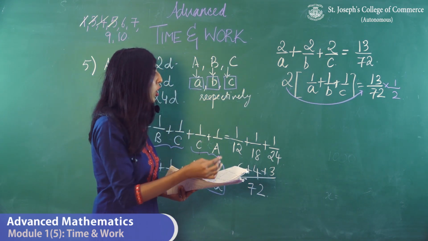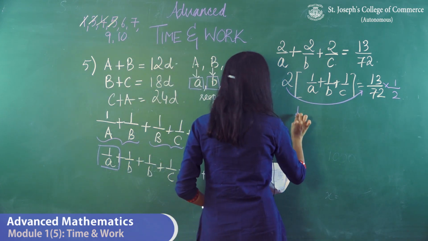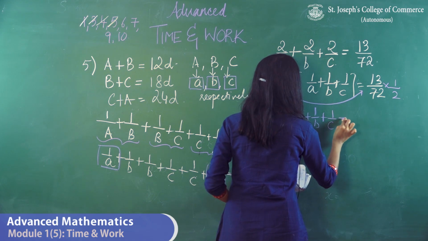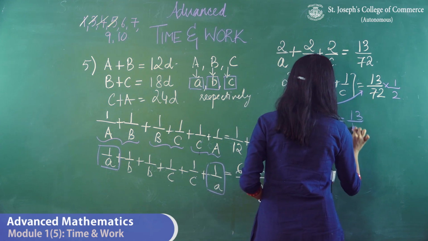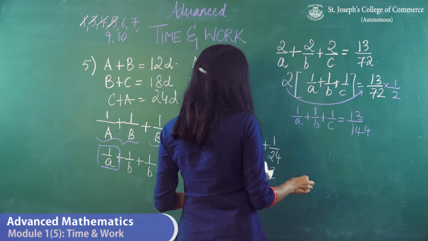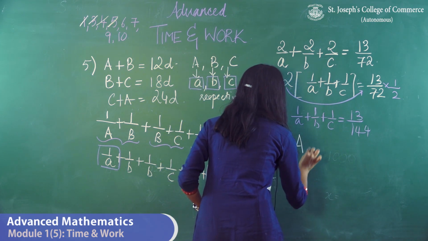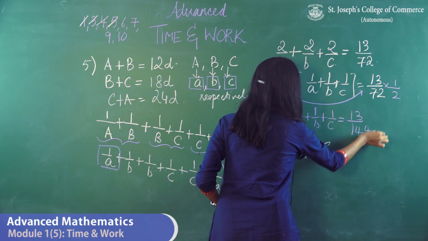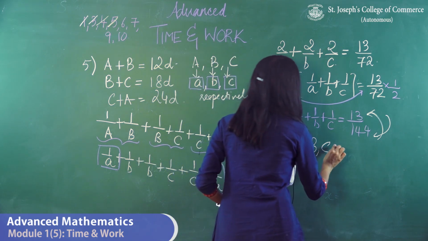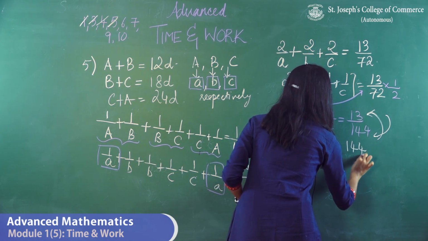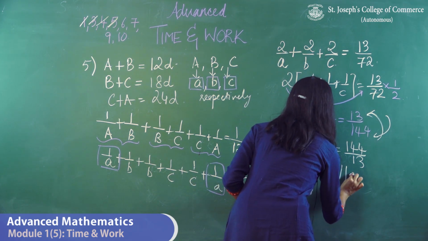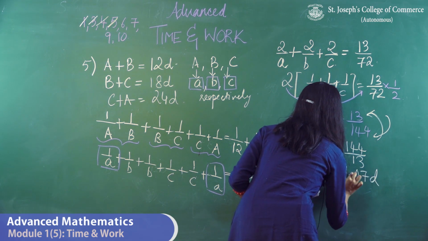So you've already arrived at your answer, except you need to rephrase it. So it will be 1 by a plus 1 by b plus 1 by c is equal to 13 by 144. The answer doesn't end here, because A, B, C working together would be the reciprocal of 1 day's work. So it will be 144 divided by 13, which is equal to 11.07 days.